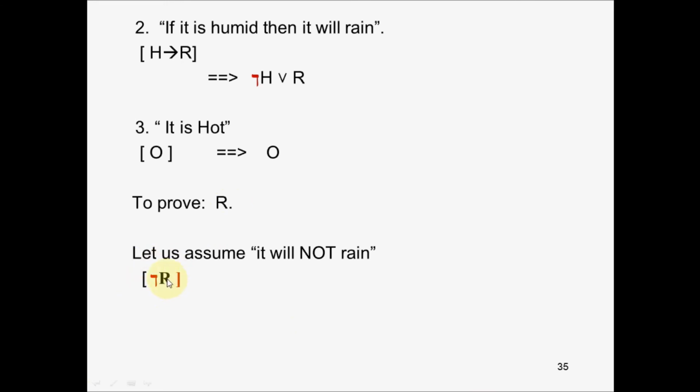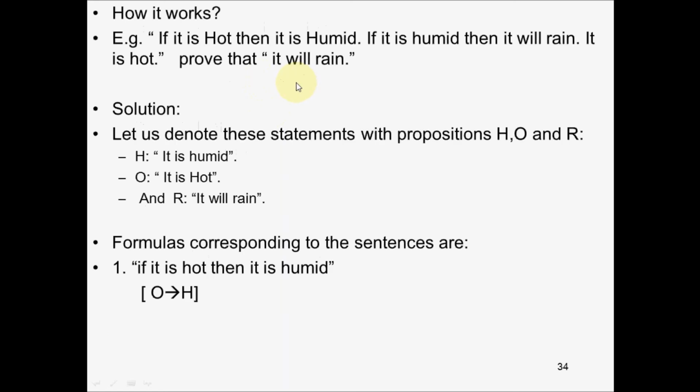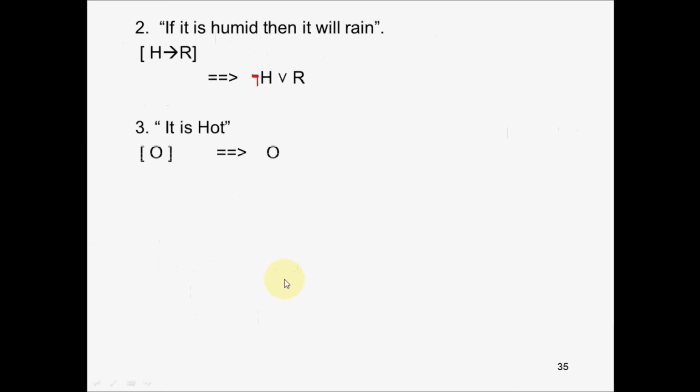And now this not R is also added to the knowledge base along with the other sentences. So let us recapitulate what is there in the knowledge base right now. Not R is present in the knowledge base. O is present in the knowledge base. Not H or R is present in the knowledge base. And not O or H is present in the knowledge base. So these are the things present in the knowledge base.